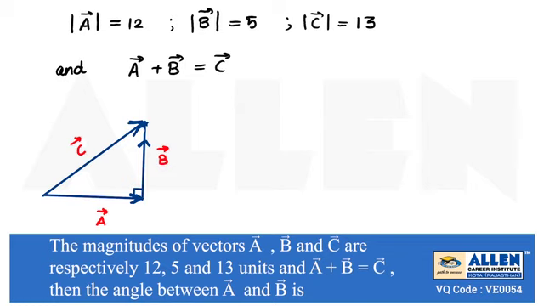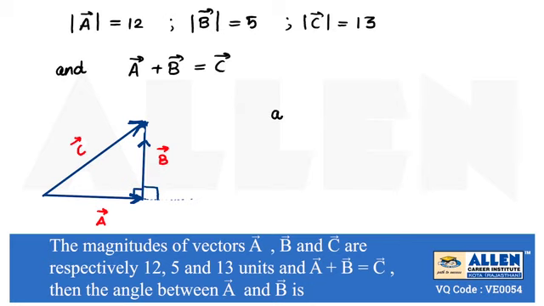Therefore this will be our figure in which we can see A vector, B vector and C vector are represented like this. Now we have to calculate the angle between A vector and B vector. So we can easily see what the angle is by extending this part. Extending this part, we will see this angle is also 90 degrees.